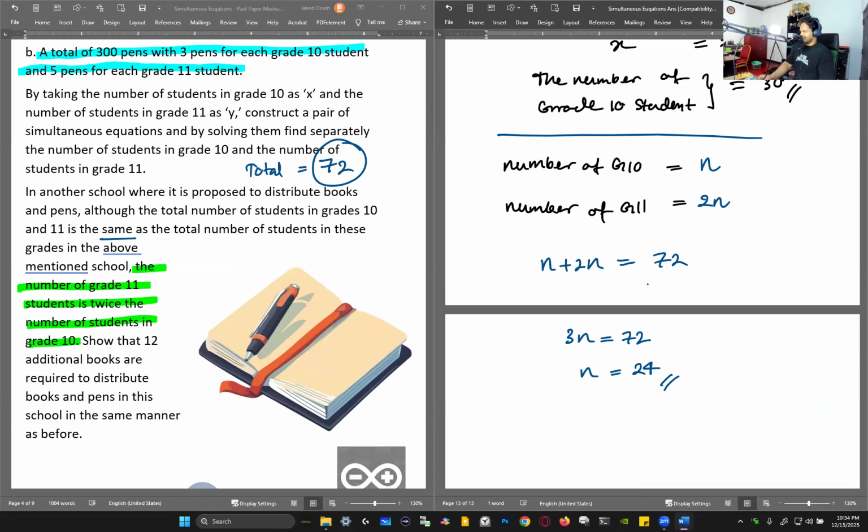n equals 24. That means the number of grade 10 students is 24 and the number of grade 11 students is 48. This is a new school, okay?